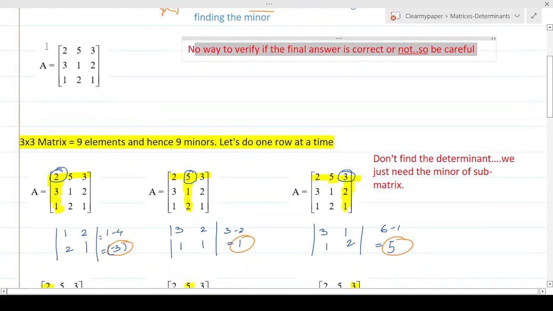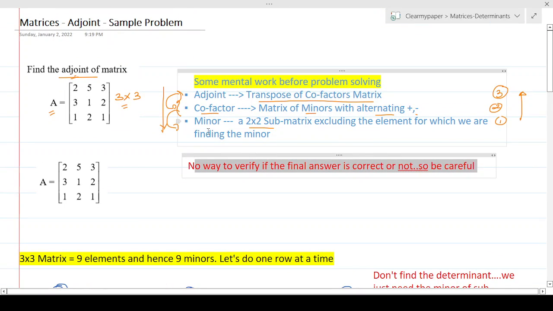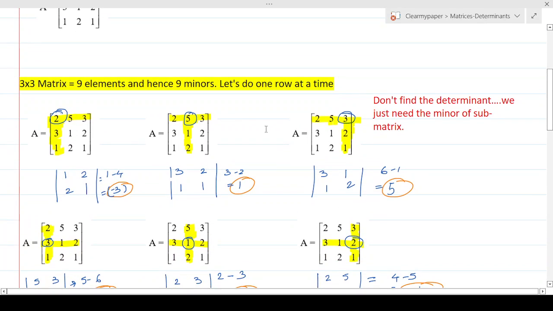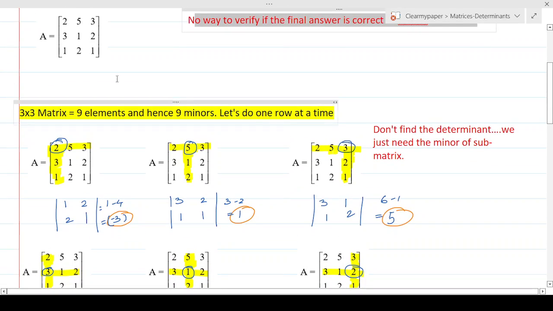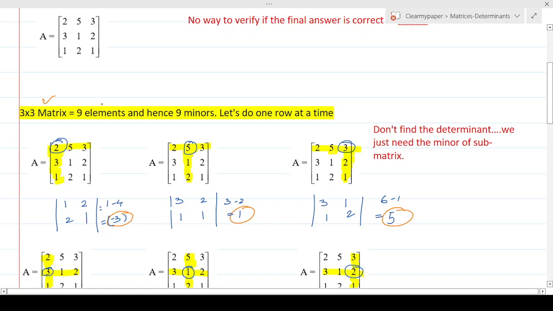I'm rewriting the problem as it is, the matrix. And like I said, I'm going to find the minor first, then the cofactor, and then the adjoint. So let's dig into the minor part. My matrix is a 3 by 3 matrix, and hence it's going to have 9 elements. For each element, I need to find the minor. That means I'm going to find 9 minors. I'm going to go slow and take one row at a time, finding the minor of every element in each row. We'll go row by row.